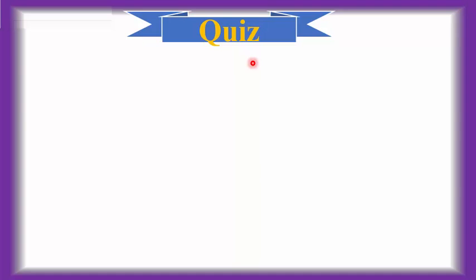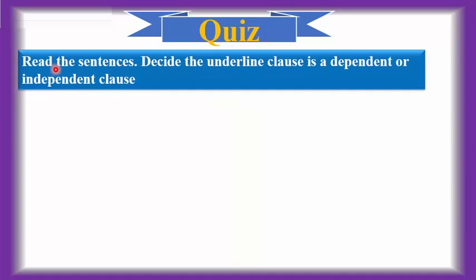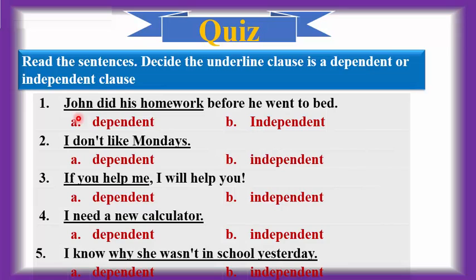Now this is your quiz time. Read the sentences. Decide whether the underlined clause is a dependent or independent clause. So we have given you some sentences. You have to see whether the underlined part is dependent or independent. Then you have to write your answers in the comment box. And if you have any difficulty, you can ask me in the comment box.